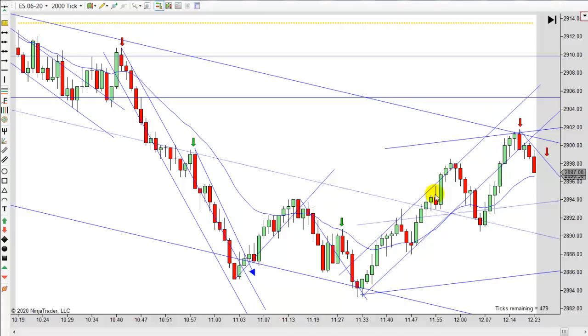So if you get a good setup to the upside, you might take it as long as you're not going long into this or long into the midline or long right into the trend channel. I see people entering trades like up here.